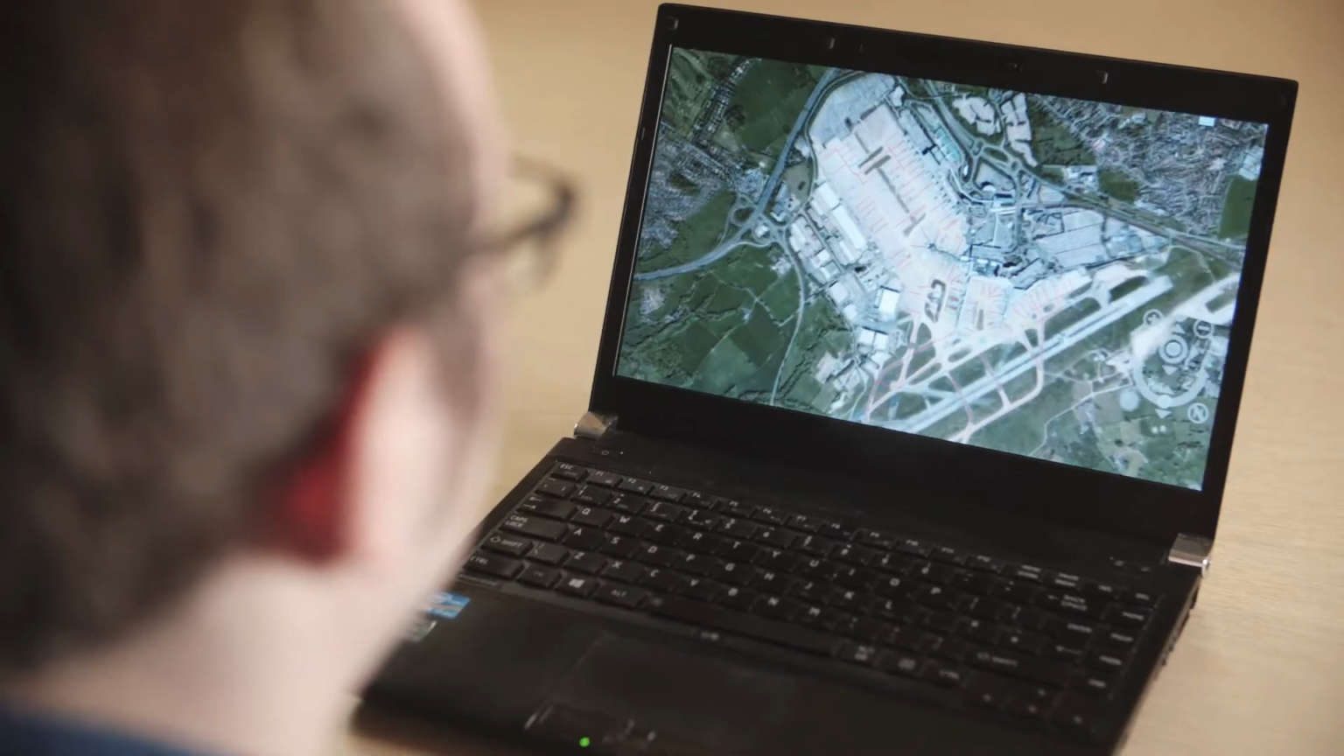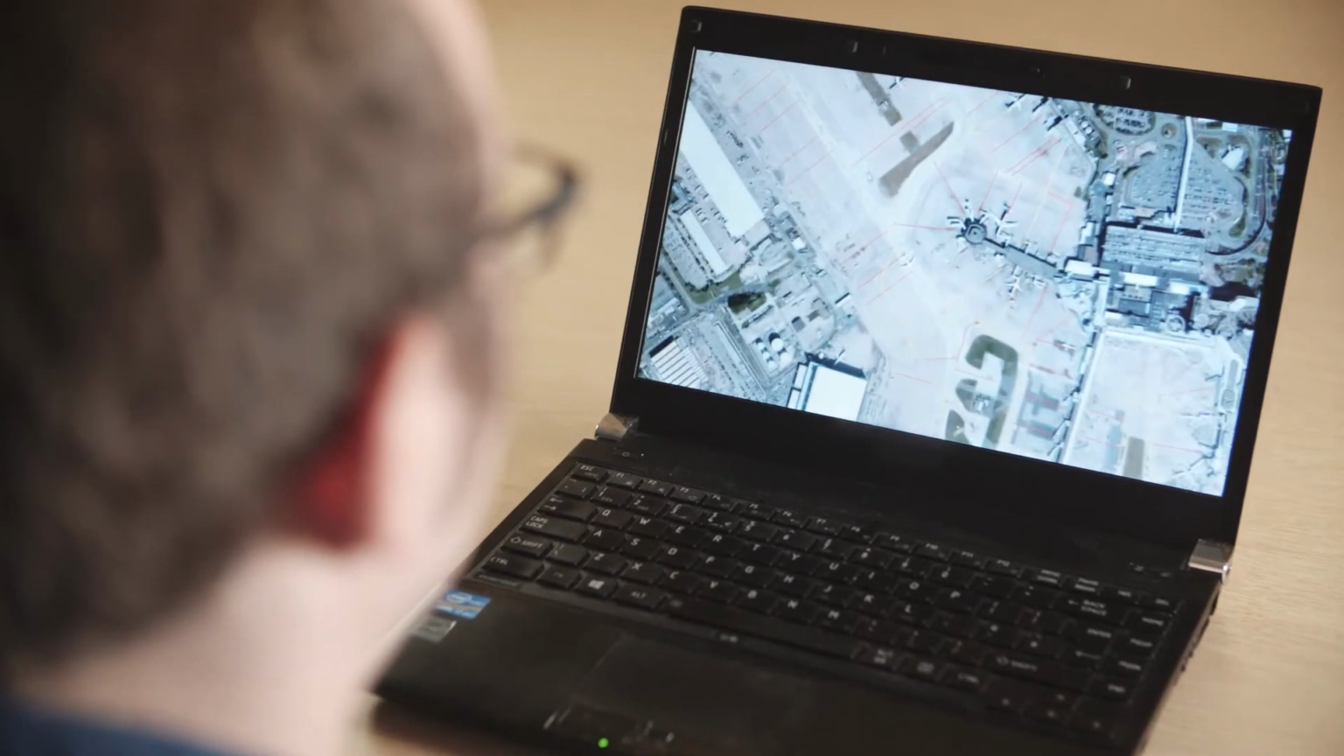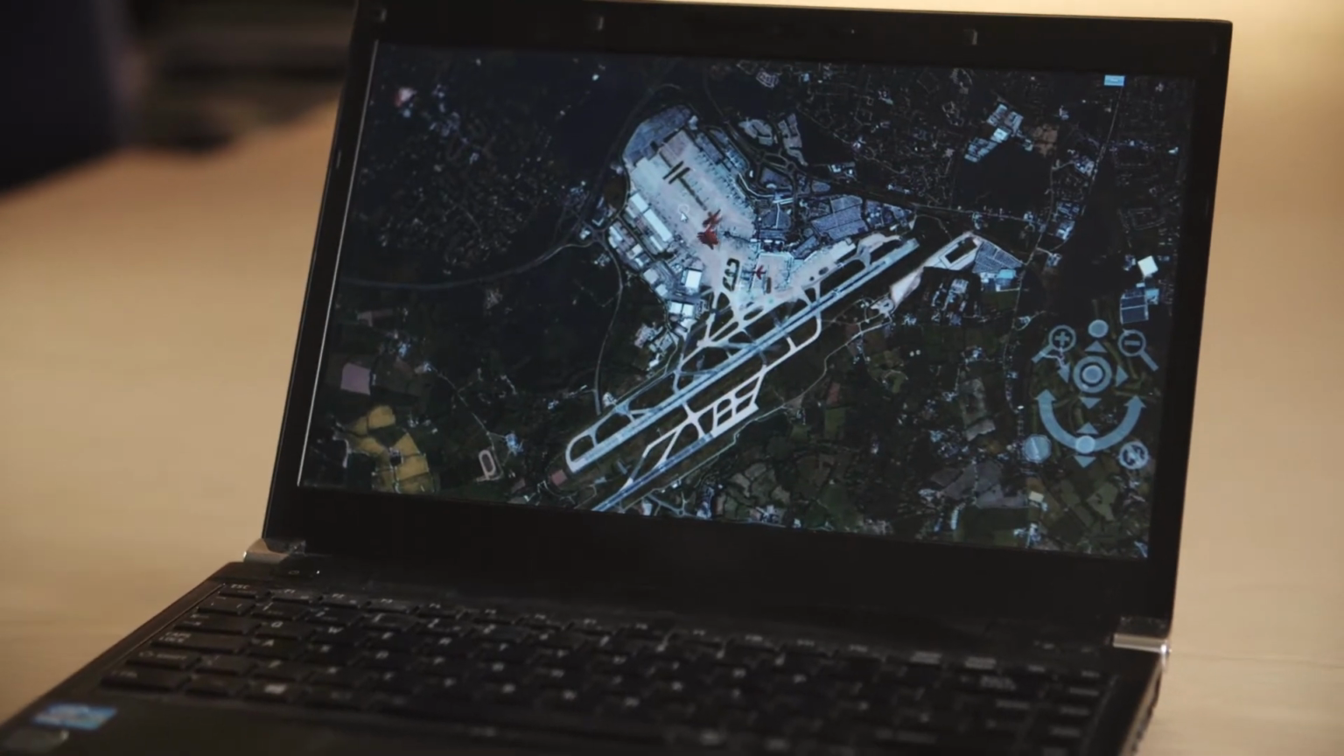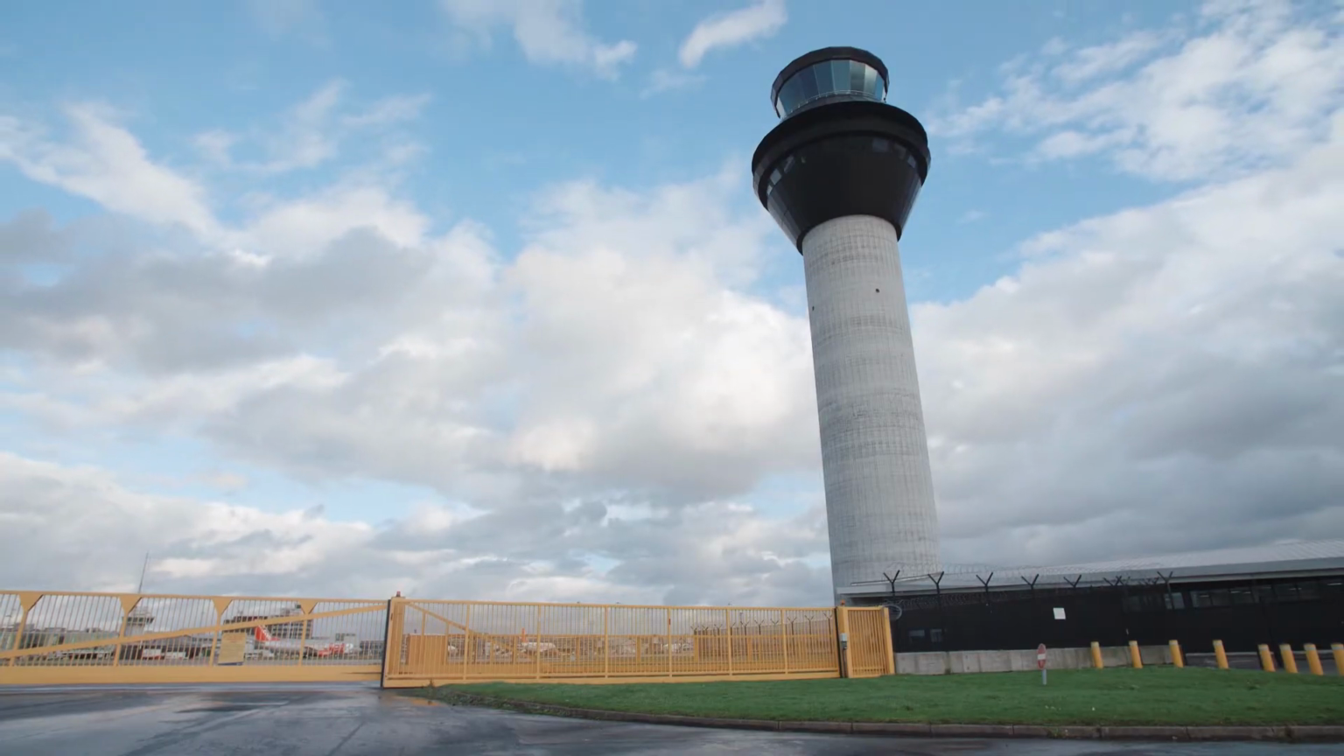We need to try and solve the problem using optimization techniques. Understandably, airports are reluctant to share their data with just anybody. I started looking for ways to try and get data about taxiing at a whole bunch of different airports with different characteristics around the world.